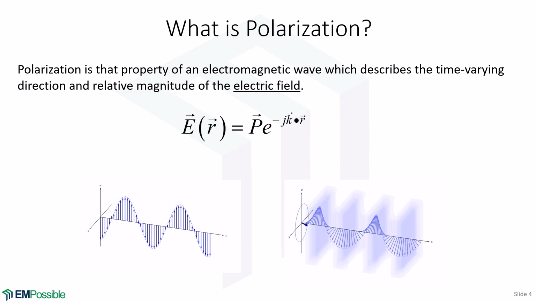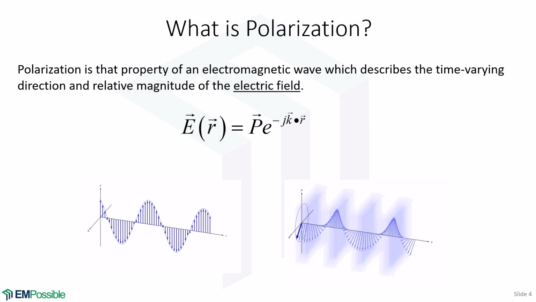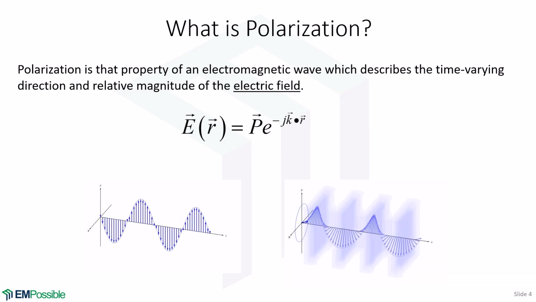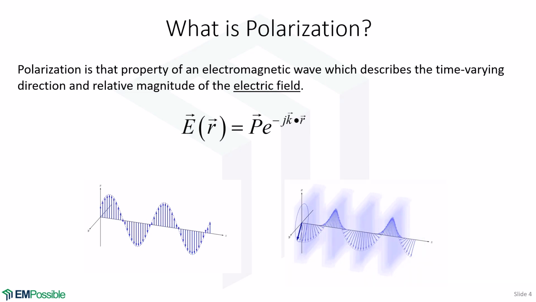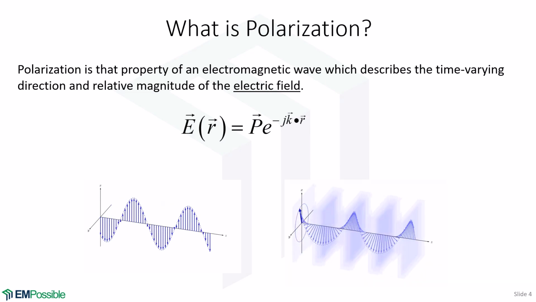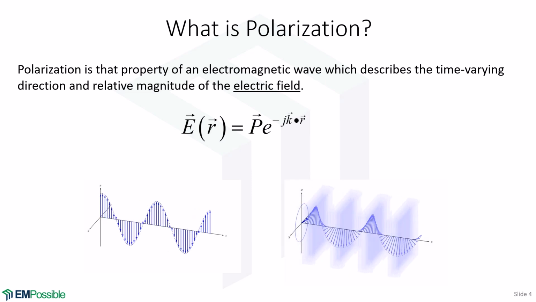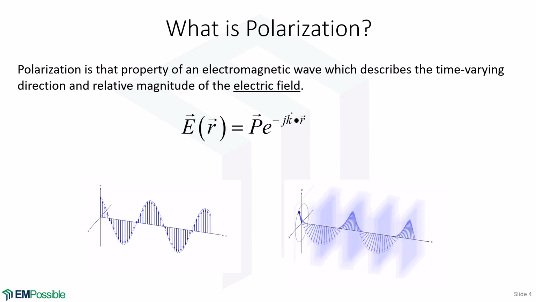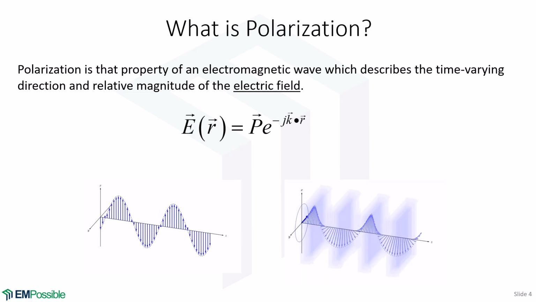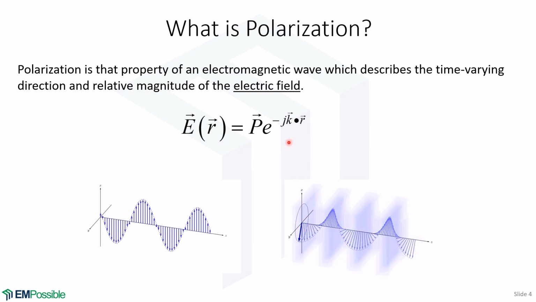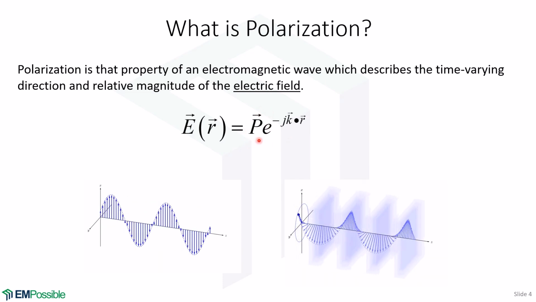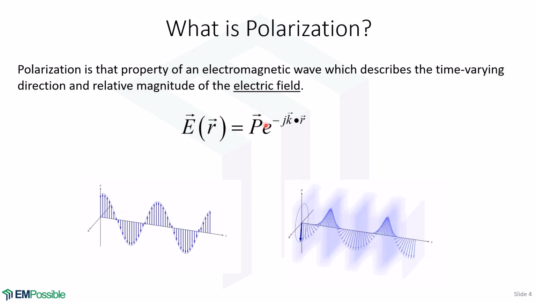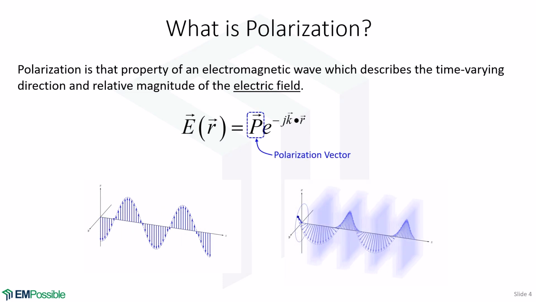Let me start with the way I like to explain it: what is polarization? Well, it's the property of an electromagnetic wave that describes the time-varying direction and magnitude of the electric field. In other words, looking at a wave, what is the electric field doing? That's the polarization. So we can quickly, in frequency domain form, write an expression for a plane wave. And this vector out front is the polarization vector. And everything about the polarization of the wave can be lumped into that vector.